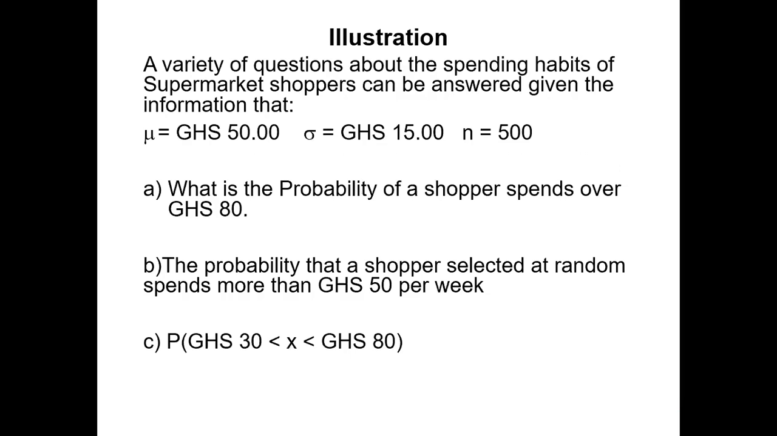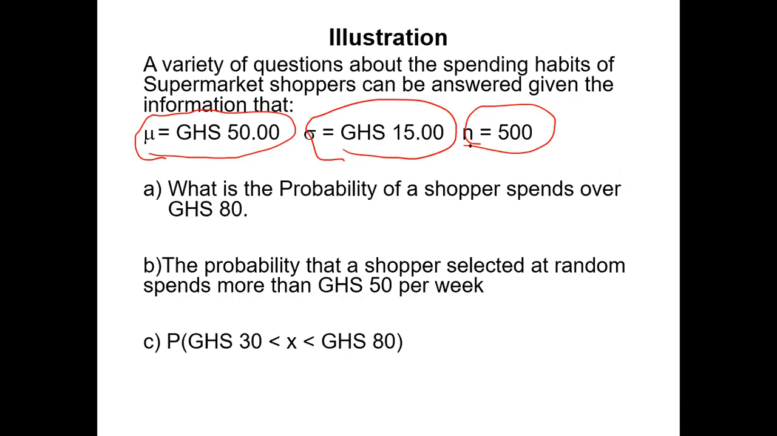Okay, let's look at this scenario. A variety of questions about spending habits of supermarket shoppers can be answered given the information that the average, or the mean, is 50 cedis, the standard deviation is 15 cedis, and the number of trials is 500.